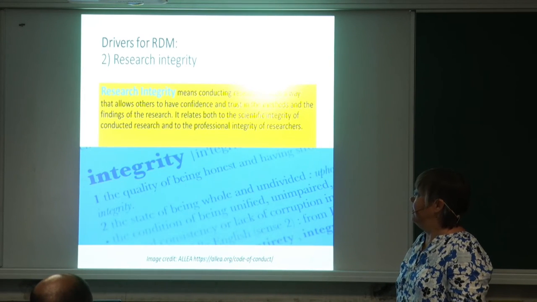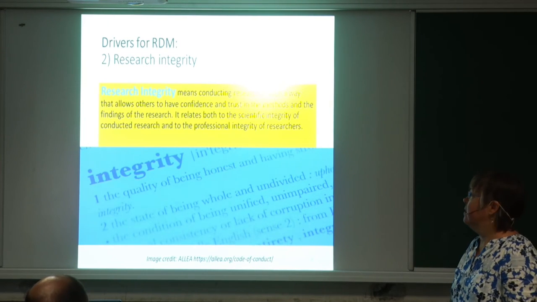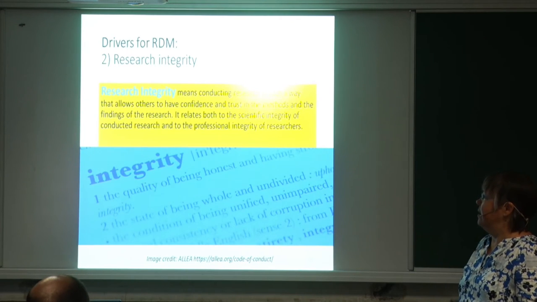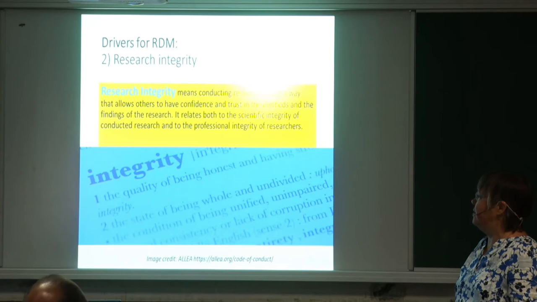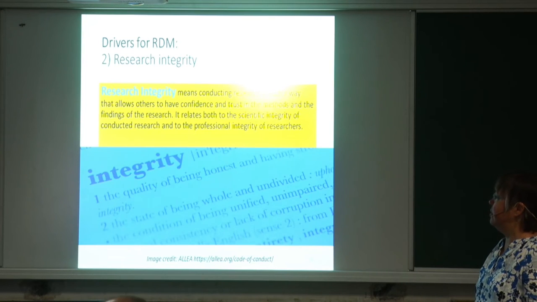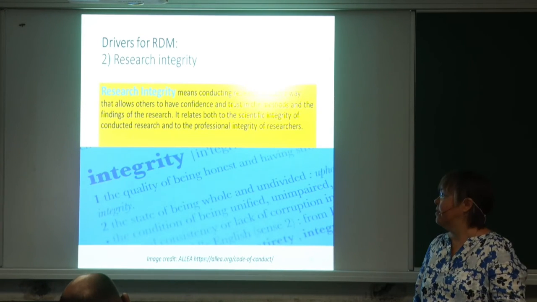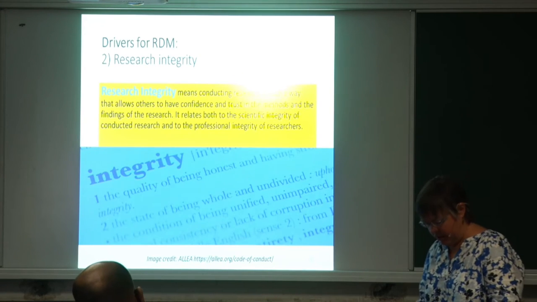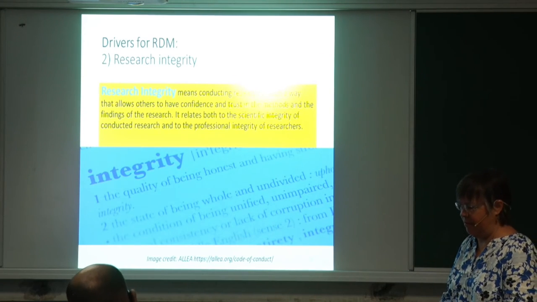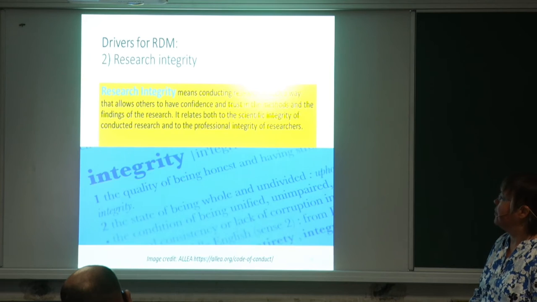So, going on to another driver for RDM, research integrity. That means conducting research in such a way that allows others to have confidence and trust in the methods and the findings of the research. We mentioned rigor before. It relates both to scientific integrity and the professional integrity of the researchers themselves, because sometimes there are fraudsters out there trying to get a lot of grant money, get rich, get famous. I don't think it's very common, but we do know it happens. So you have to conduct the research with integrity.